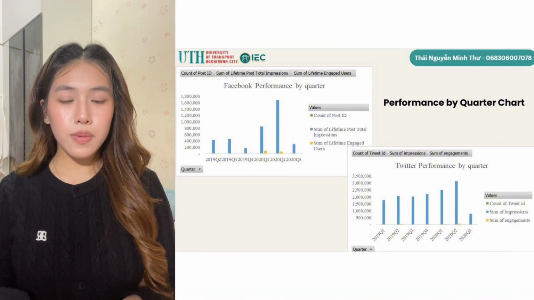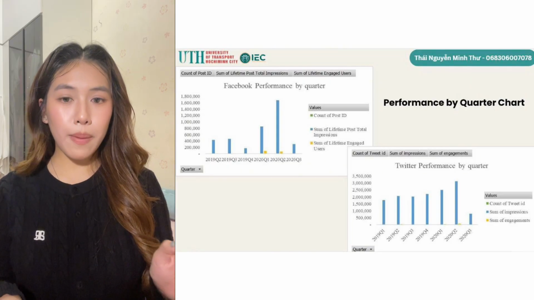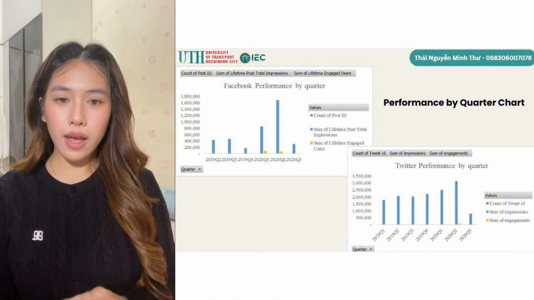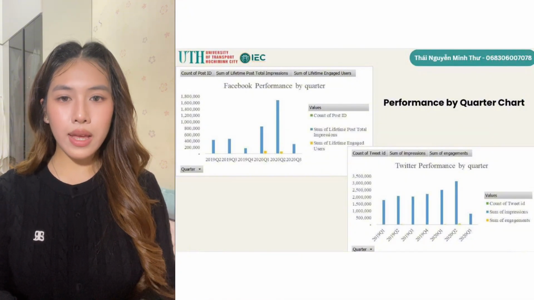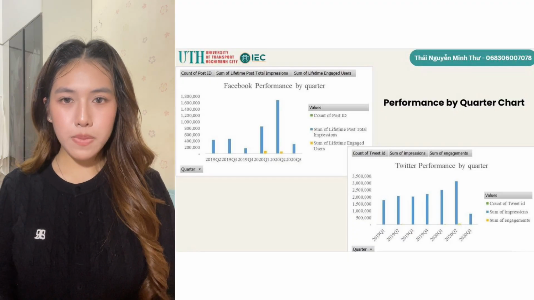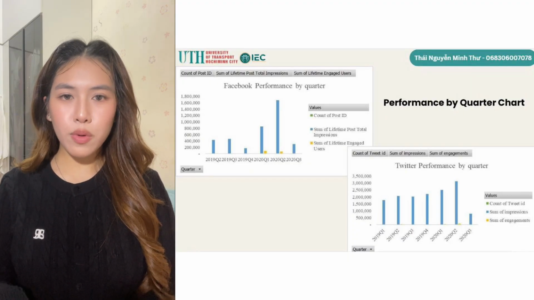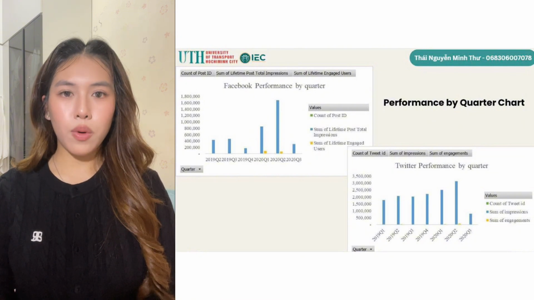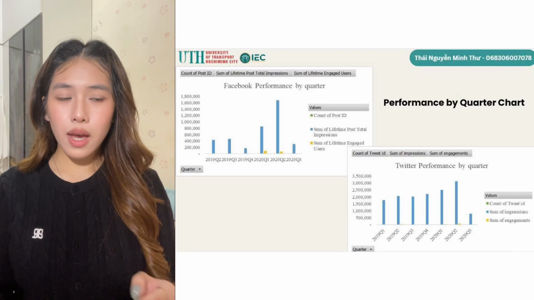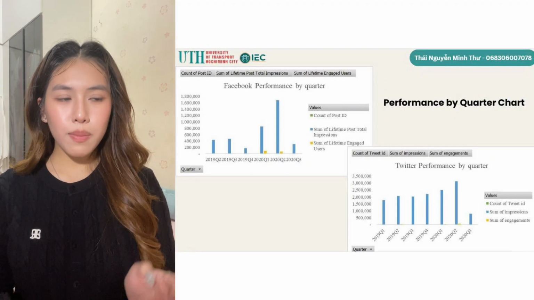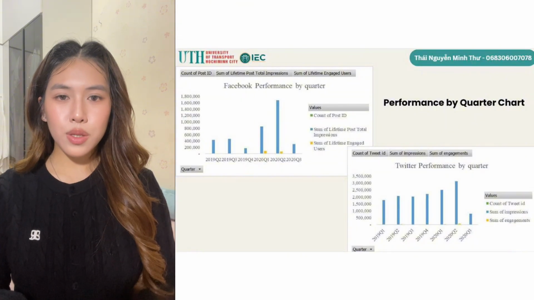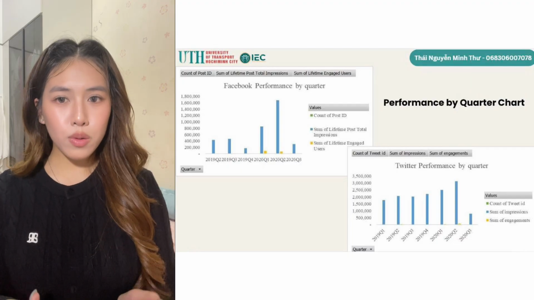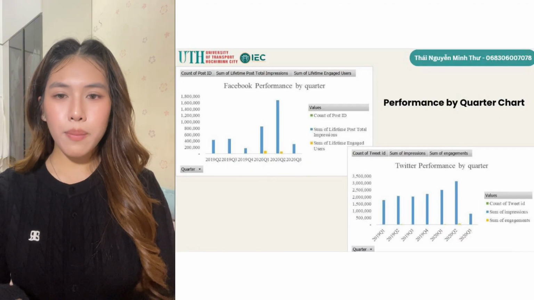Another important observation is what happened after Q2. Although performance reached its highest point, it gradually declined in the following quarter. This means the company was not able to maintain the strong result in the following quarter. Therefore, this chart not only helps us identify the best performance period but also encourages the company to understand what made Q2 successful and apply those lessons to future marketing campaigns.